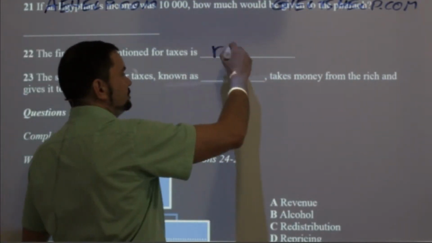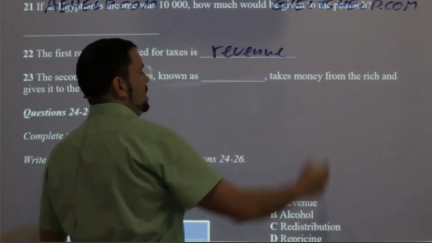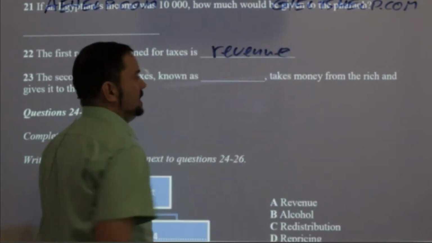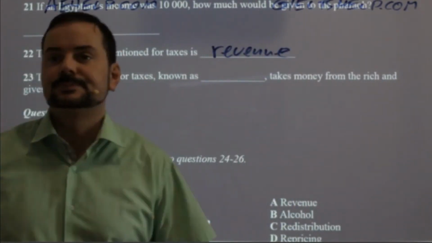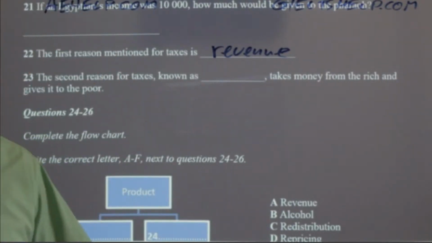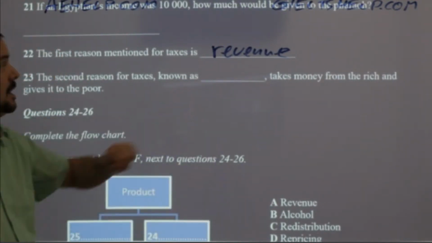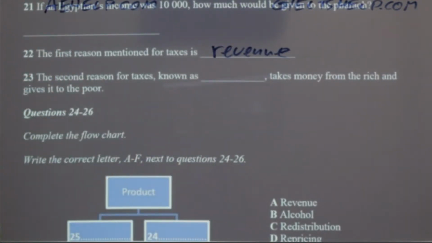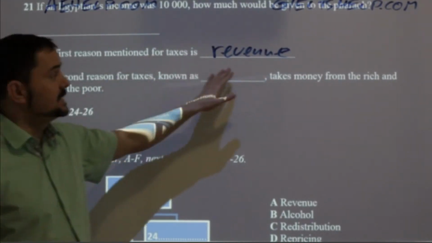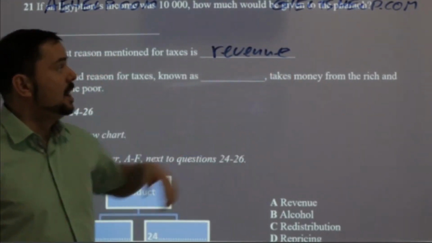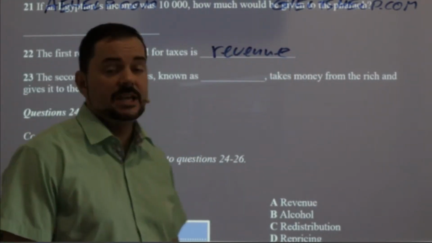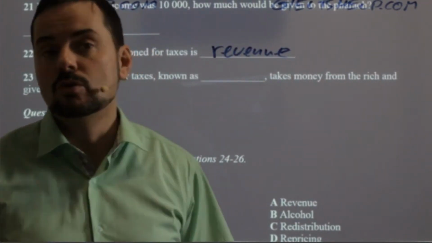Absolutely. So revenue, basically income, right? Okay. You can use all capital letters. Using small letters is faster. It's better for accurate spelling, so careful. The first reason mentioned for taxes is revenue. And revenue pays for roads, for schools.